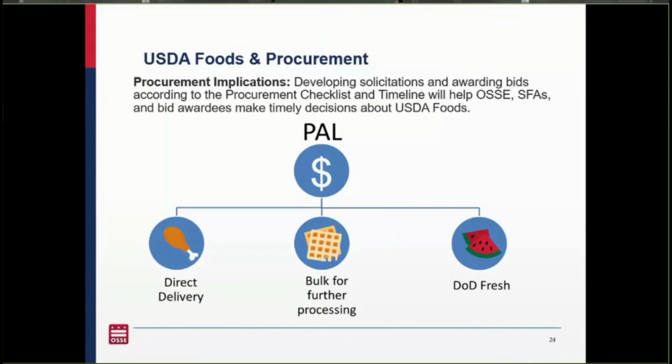So in short, timely procurement helps you order the USDA foods you want from the people you want it from so you can use it when you want. And that sounds like a pretty great deal to me.